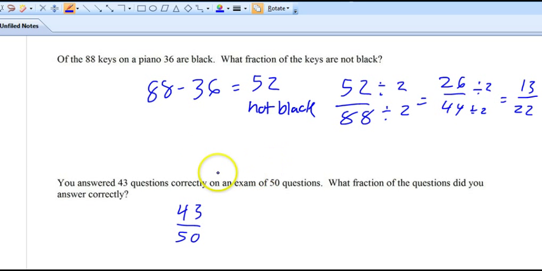Alright, and then the last one, well, 43 correct out of 50. And that's the fraction we should get. There you go. Thank you.